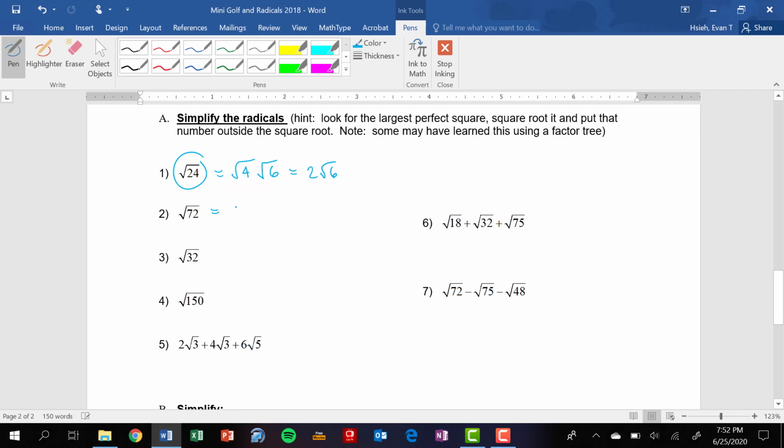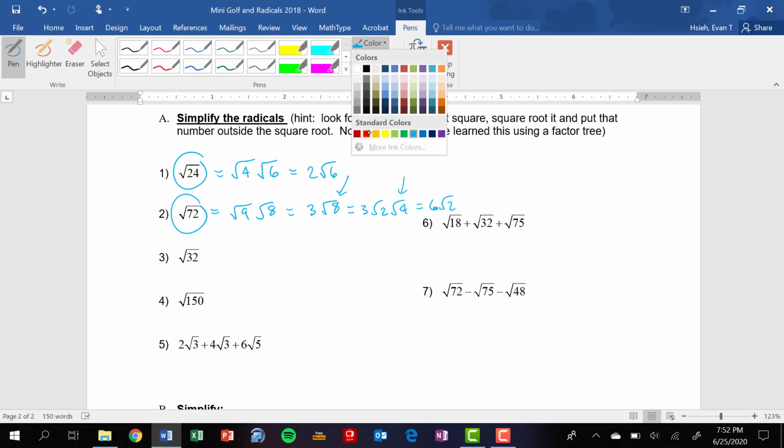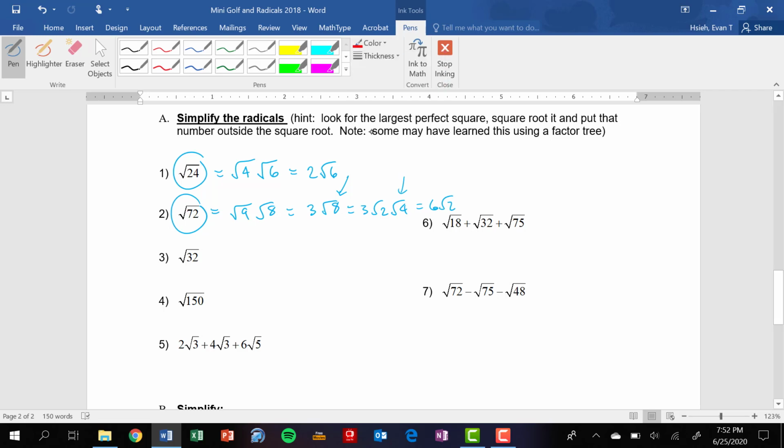72, I can do, let's do 9 and 8 just for kicks. 3 times the square root of 8. Hopefully you can see that you're not quite done, because 8 has a perfect square factor of 4, so it's going to be 3 times the square root of 2 times the square root of 4, or square root of 4 is just 2, so it's 6 root 2. And if you could have seen at the beginning, you could have seen that 36 is actually the largest perfect square factor of 72.